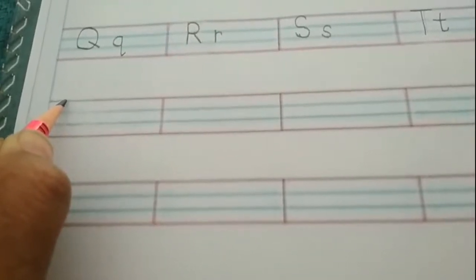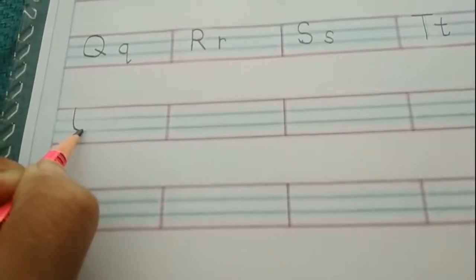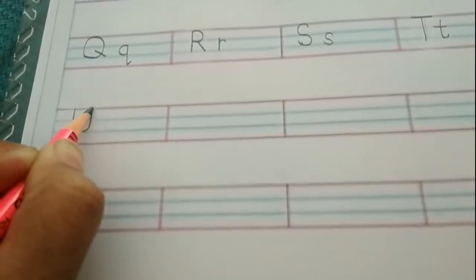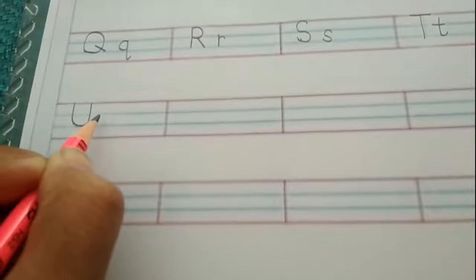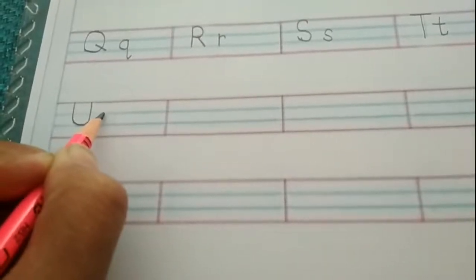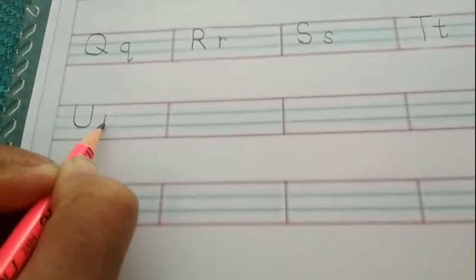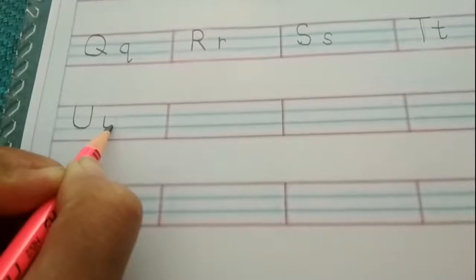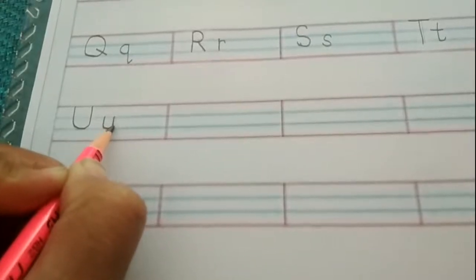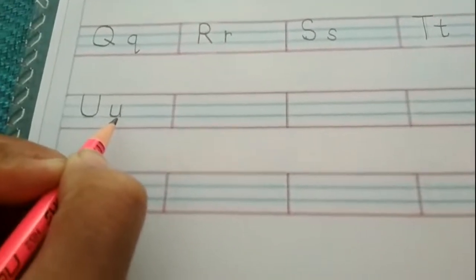Now we will write alphabet U. For capital U, make a standing line, touch the second blue line, make a curve, go up. For small u, start from the first blue line, make a standing line, touch the second blue line, make a curve, go up and come down.